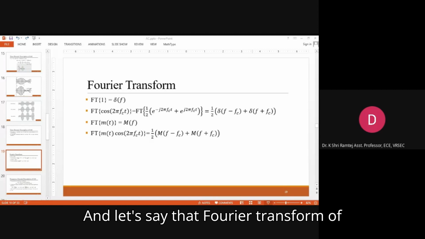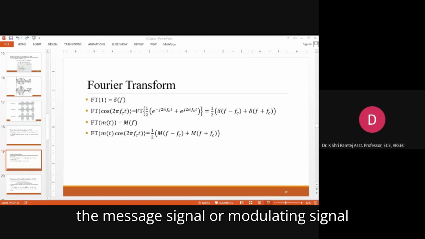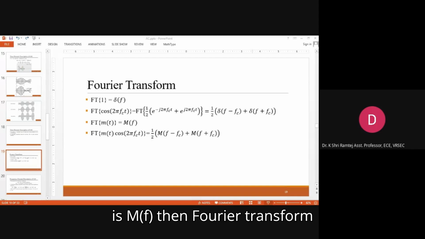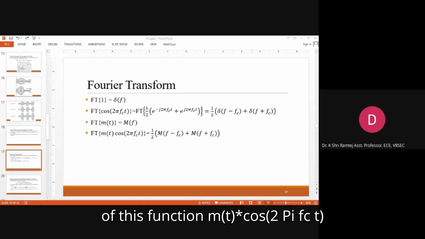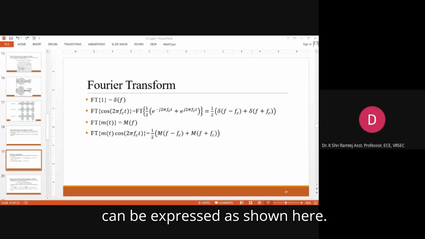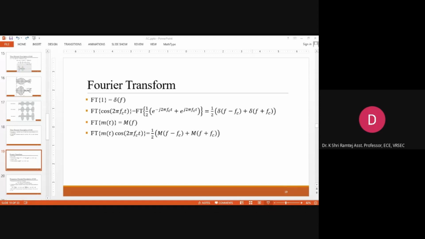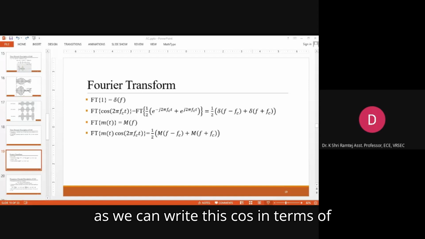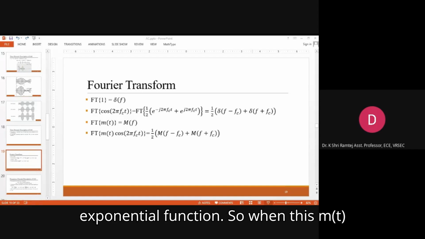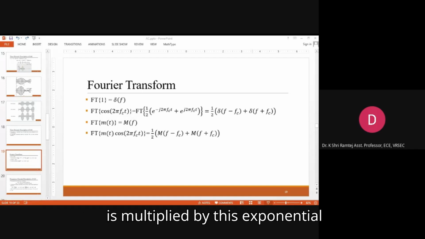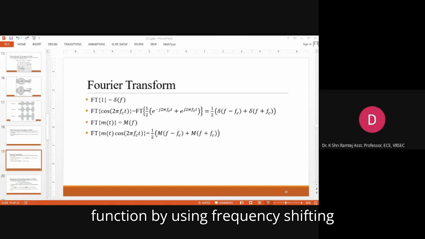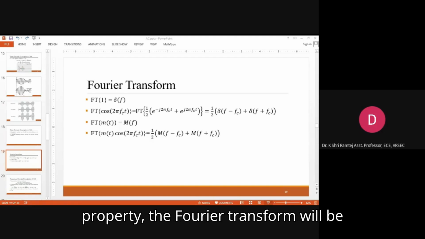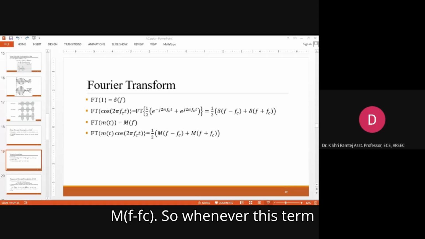Let's say that the Fourier transform of the message signal or modulating signal is capital M of f. Then the Fourier transform of this function m of t into cos 2 pi fct can be expressed as shown here. This has also been obtained by using the frequency shifting property. We can write this cos in terms of exponential functions. So when this m of t is multiplied by this exponential function, by using the frequency shifting property, the Fourier transform will be m of f minus fc.